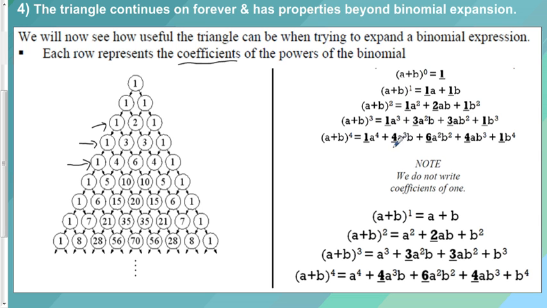Now let's focus on b. There is no b here, so that's like b to the 0 power. Then we have b to the first, b squared, b cubed, and b to the fourth. So we have 0, 1, 2, 3, 4, and the powers of b increase with each term. So the powers of a decrease while the powers of b increase. I like to make a note: we don't write coefficients of 1. So this is really what the binomial expansion looks like without the coefficients of 1.